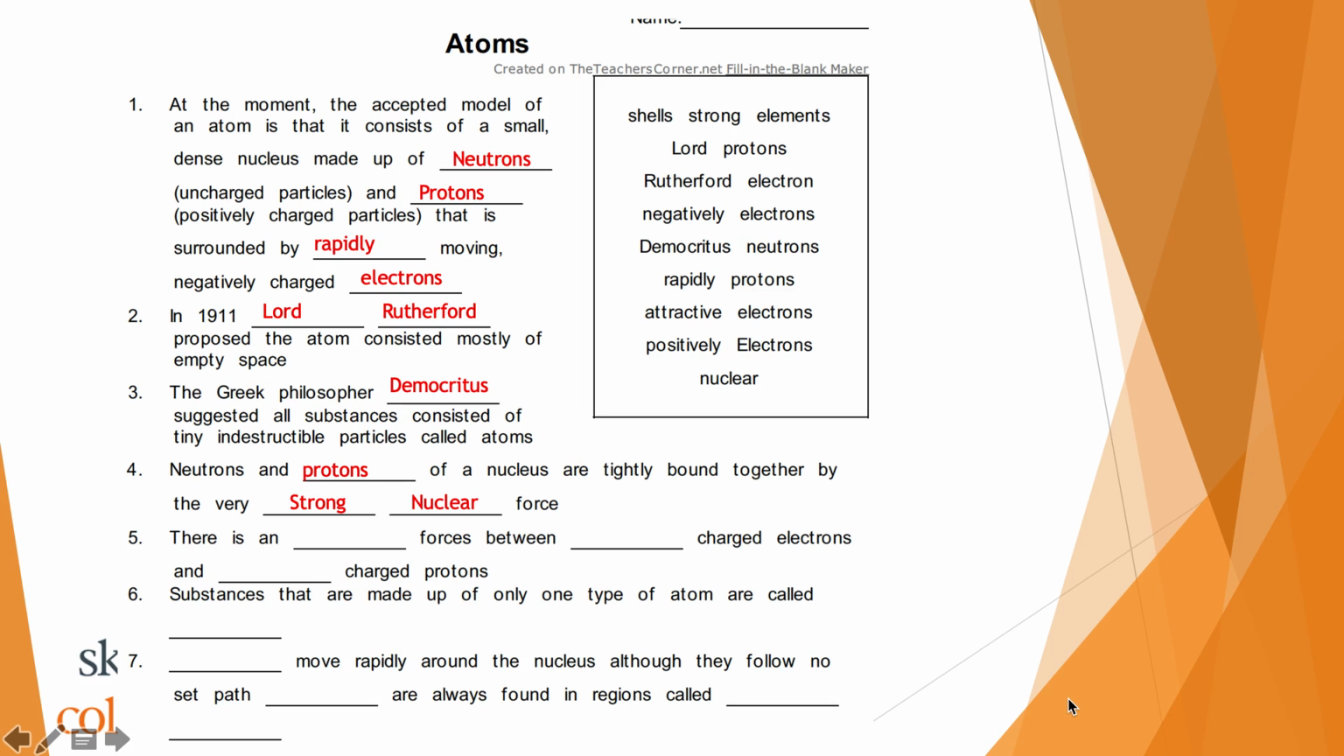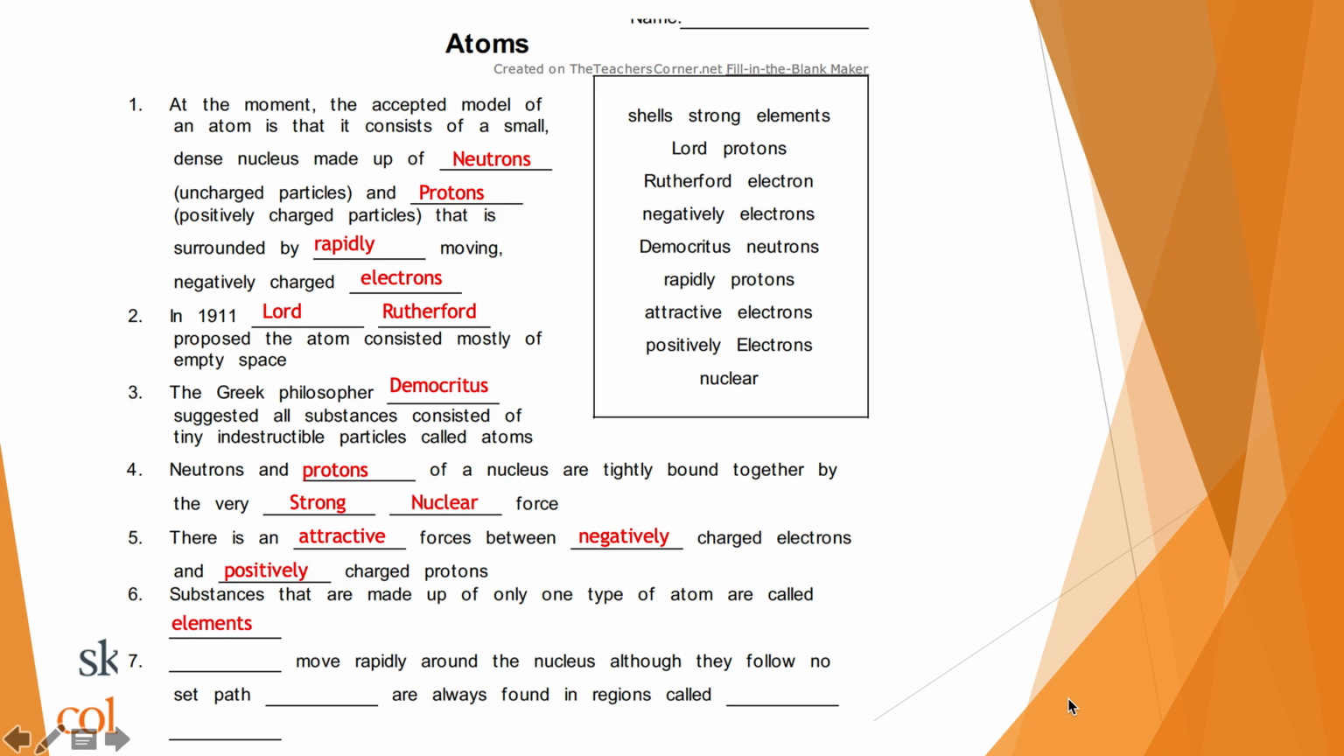There is a blank force between blank charged electrons and blank charged protons. So we talked about this last term, and I've not really explicitly said this, but there is an attractive force. Remember, positive and negatives attract. So there is an attractive force between the negatively charged electrons and the positively charged protons. Substances that are made up of only one type of atom are called blank. So substances that are made up of only one type of atom are called elements.